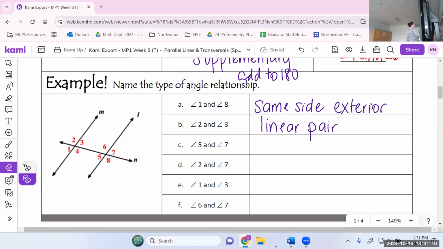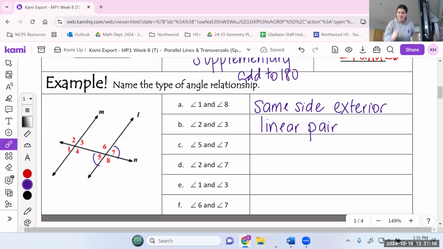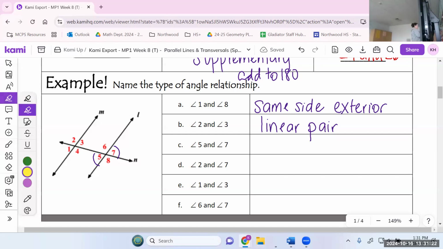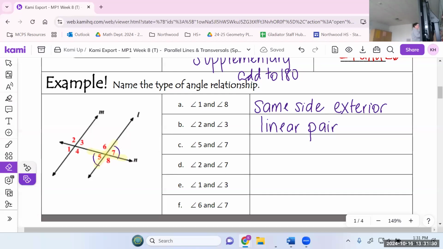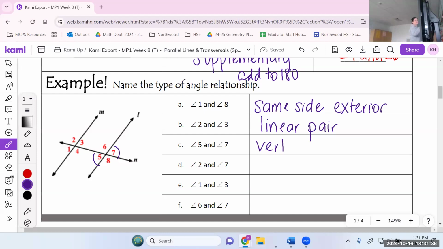All right. 5 and 7. Ooh, those ones. All right, good. Those are vertical, right? The V's touch. What V's am I talking about? I'm talking about this V and this V, right? The vertical angles, any two lines that cross create vertical angles. Those vertical angles are always congruent.